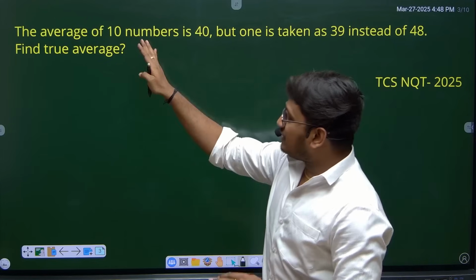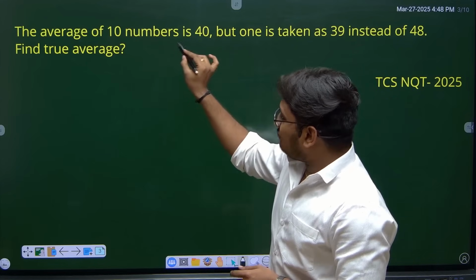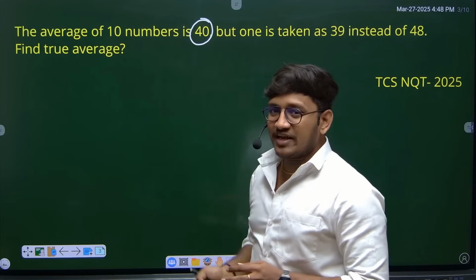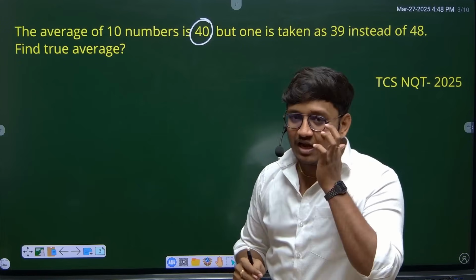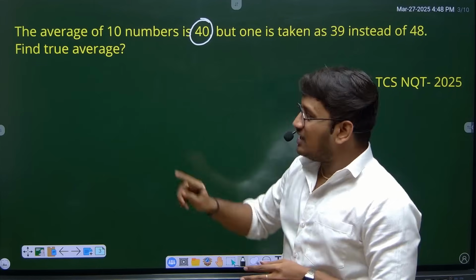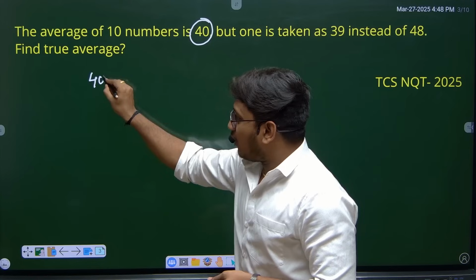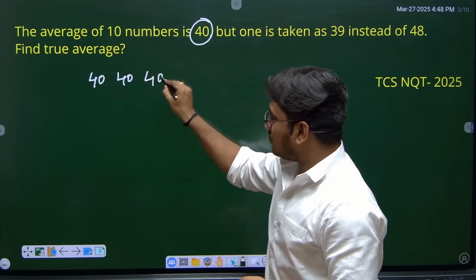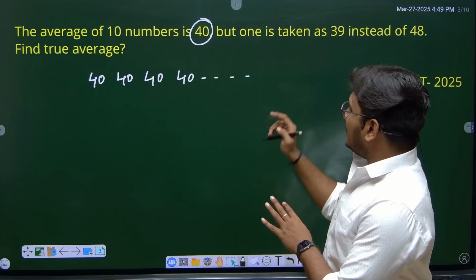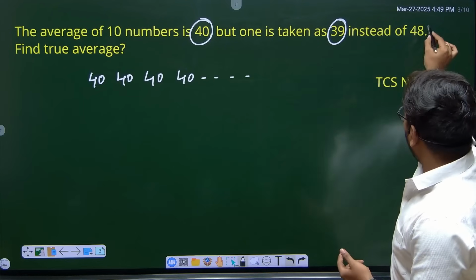Let's say the average of 10 numbers is 40. When we talk about average, we have a total of 10 numbers, and each will have 40. The shortcut we assume is that each number is 40, 40, 40, 40 and so on. All 10 numbers are 40. Now the question says, but one number is taken as 39 instead of 48.